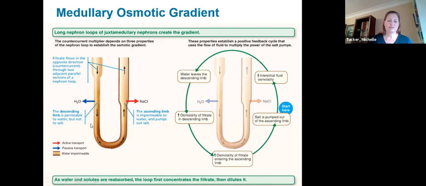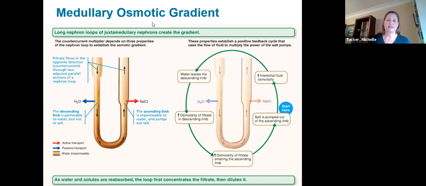As the salt concentration increases and increases because water keeps moving out, it gets very, very concentrated, down to 1,200 milliosmoles. And then as it comes out and is starting to go up the ascending limb, now the salt can pump out, and because it's very concentrated, it keeps pumping out more and more salt. And then the concentration of salt is going to decrease.